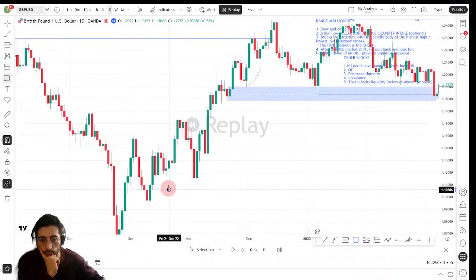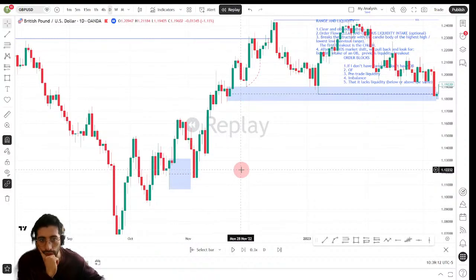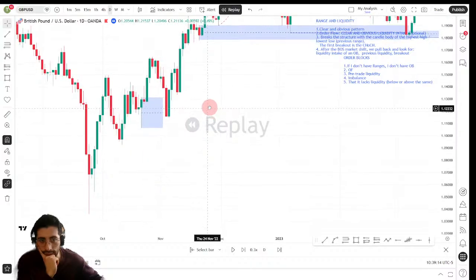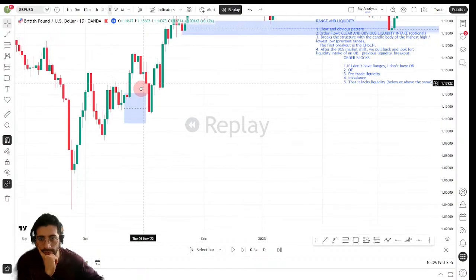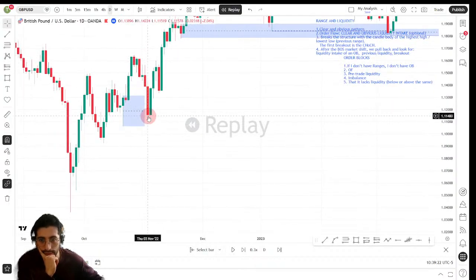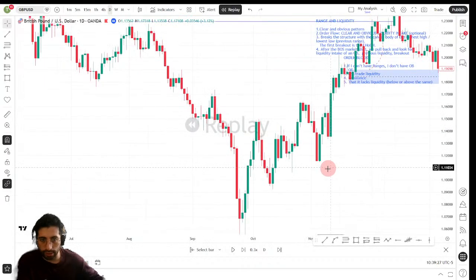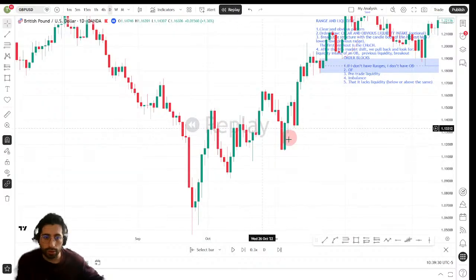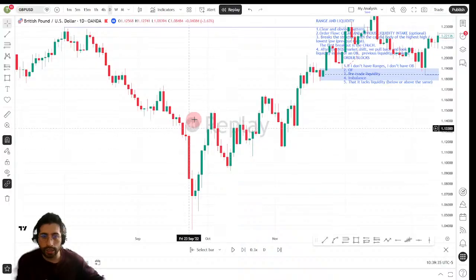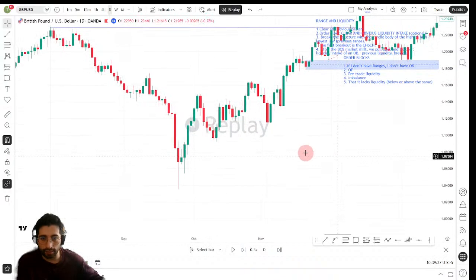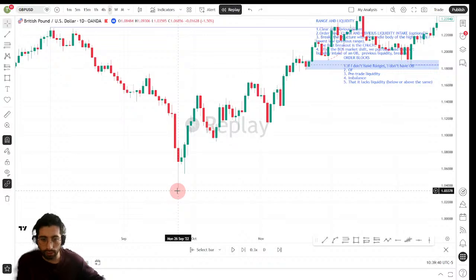Here it is reacting in an order block. So the answer is no. Why? Because we don't have a clear and obvious pattern. We just have impulse and retracement, no clear pattern. So we discard this one. It doesn't work. This one doesn't have a real clear pattern either. So it will be this one, this low, the low of September 2022.